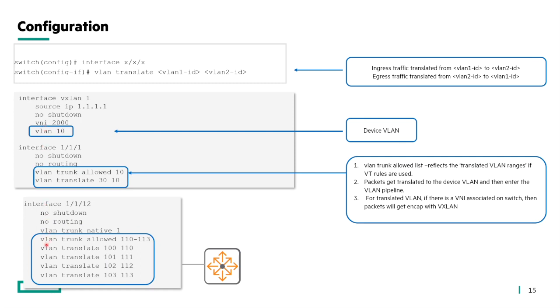And just to highlight, if there's a range of translation rules, you need to have them manually inserted. You can't do ranges, so you have to have an individual statement for each ingress-egress VLAN mapping to the device VLAN.